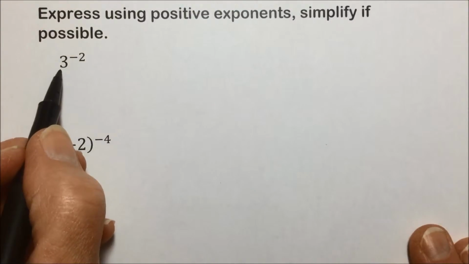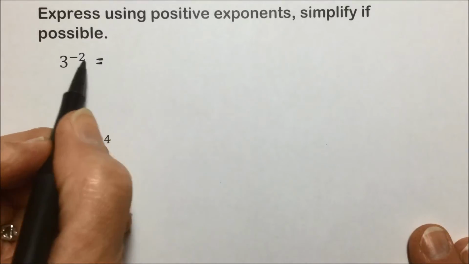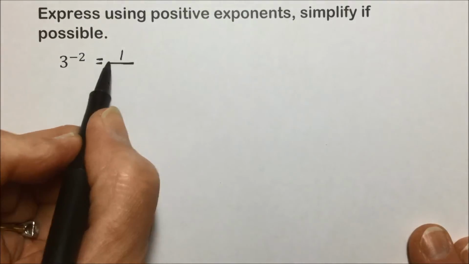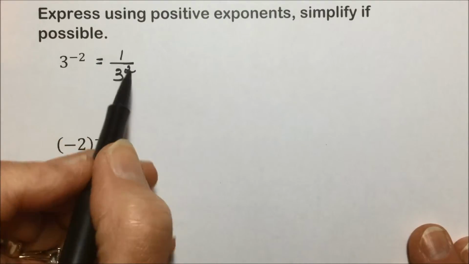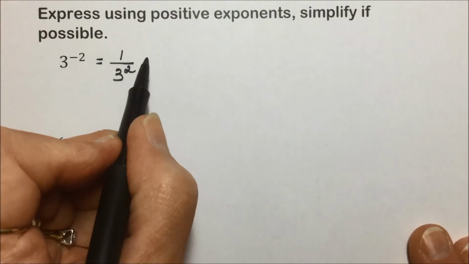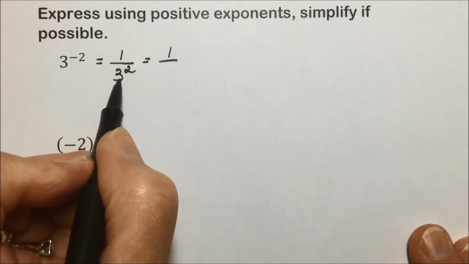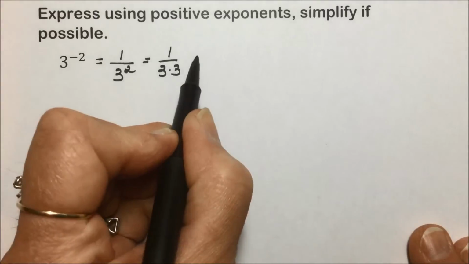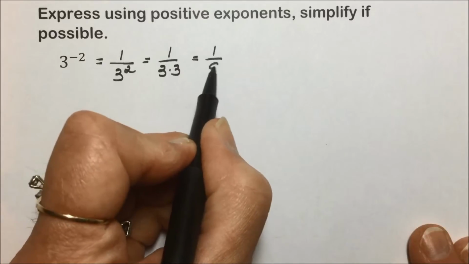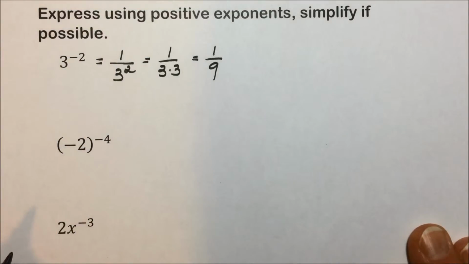So here we have 3 to the negative 2. To eliminate the negative exponent, we will drop that to the denominator. We no longer have a negative, and we can simplify. 3 to the second power means 3 times 3, and this is just another way of expressing the value 1/9.